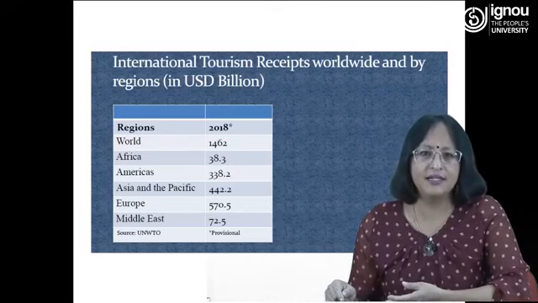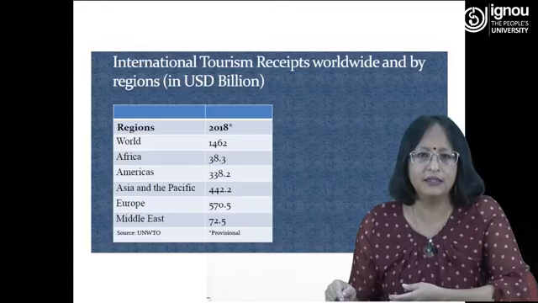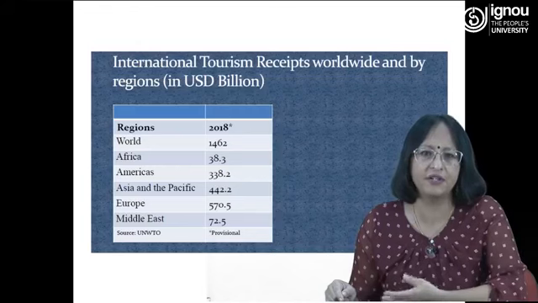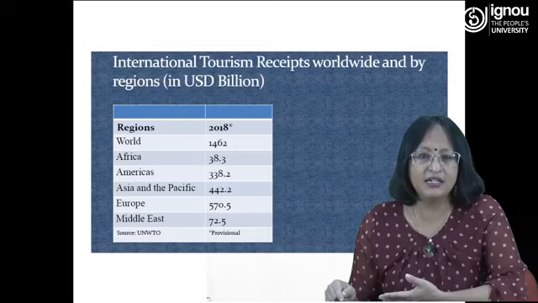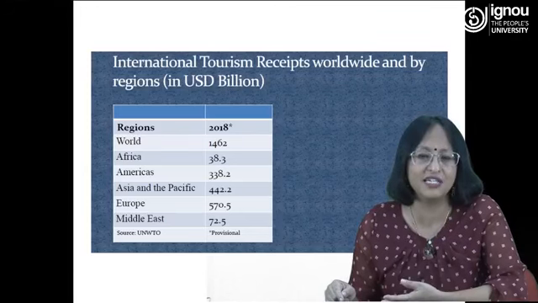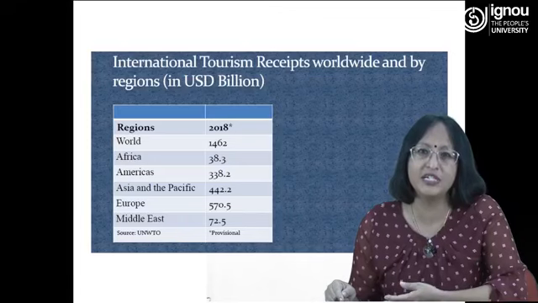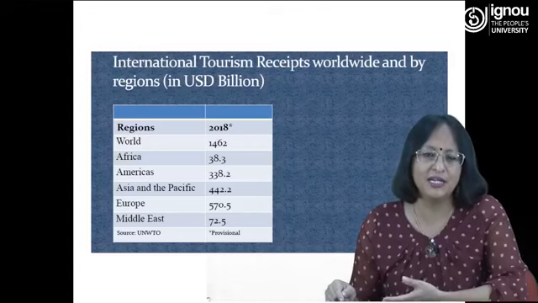So likewise, the pattern is the same. Europe has got the maximum receipt, 570.5 billion, followed by Asia and Pacific with 442, and the rest come one after another. Africa, Americas are there. Then a very interesting thing, Africa has got more arrivals than Middle East, but if you look at the 2018 receipts, Africa has a revenue of 38.3 billion, whereas Middle East has got 72.5 billion. So this is a huge increase for Middle East.